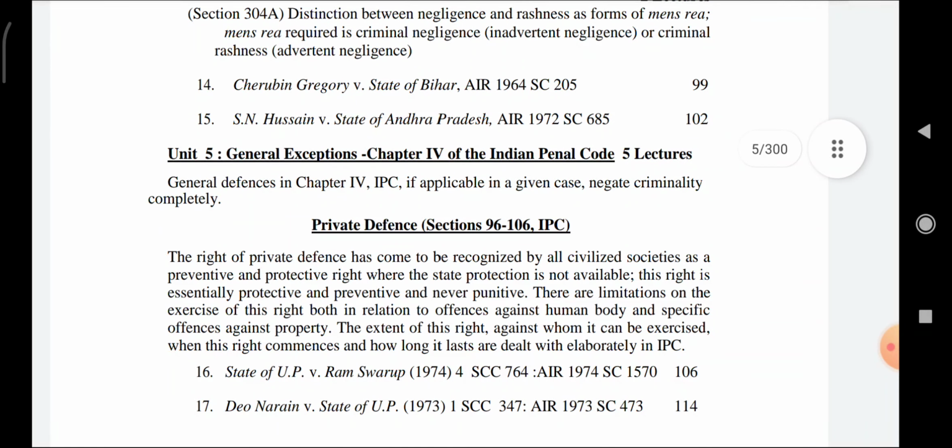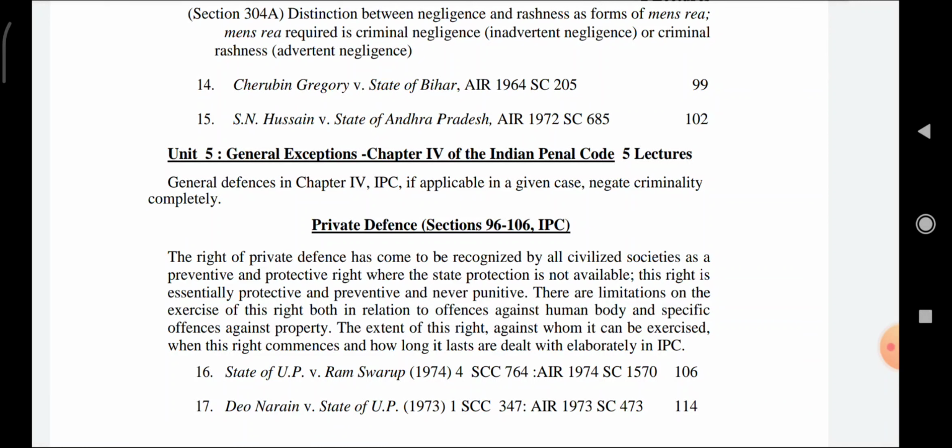General exceptions, Unit 5, Chapter 4 of the Indian Penal Code. General defenses in Chapter 4 of the IPC, if applicable in a given case, negate criminality completely. Private defense, Sections 96 to 106 of the IPC. The right of private defense has come to be recognized by all civilized societies as a preventive and protective right where state protection is not available. This right is essentially protective and preventive and never punitive.